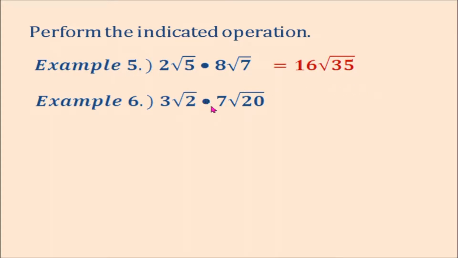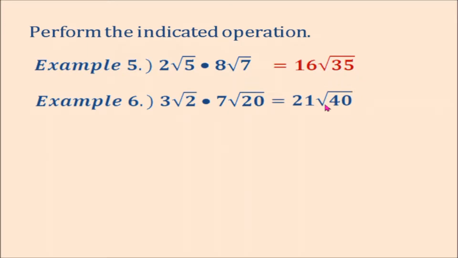Example number 6. 3 square root of 2 times 7 square root of 20. Again, we can multiply the coefficients. 3 times 7, that's 21. And we can also multiply square root of 2 times square root of 20. That is square root of 40.